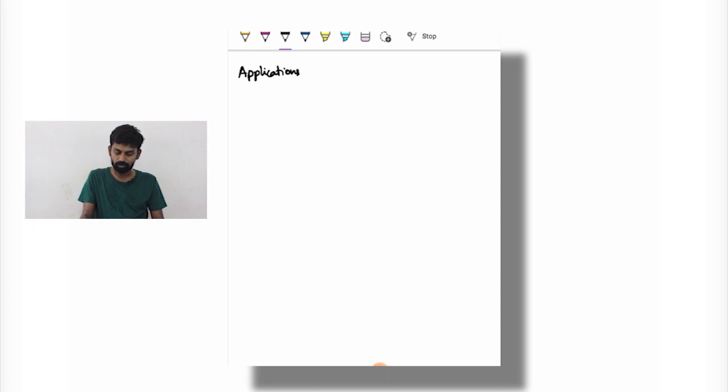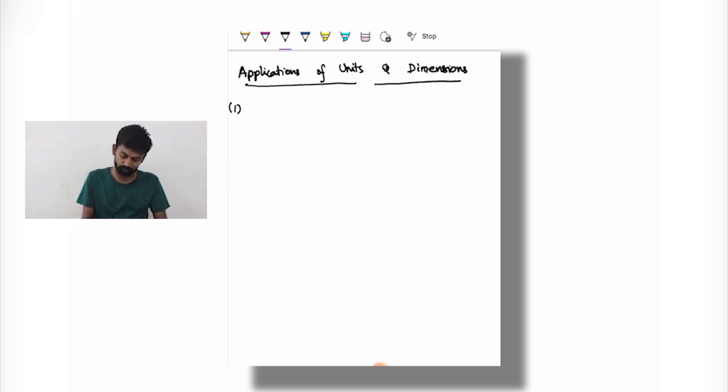Applications of units and dimensions. This is one area where a lot of numericals are to be solved, and we will also solve them in our subsequent videos. First one, principle of homogeneity.